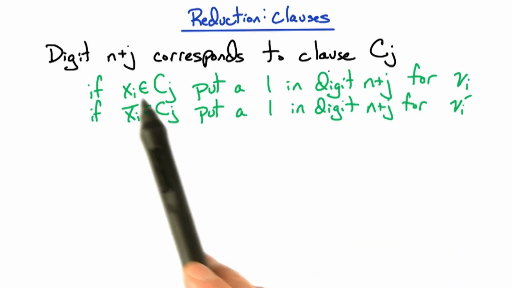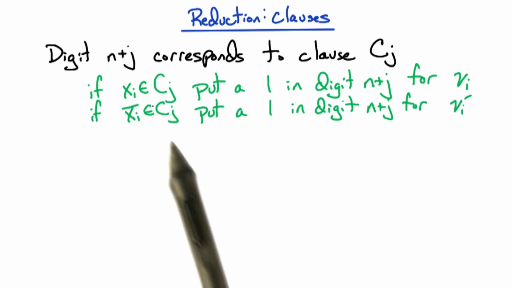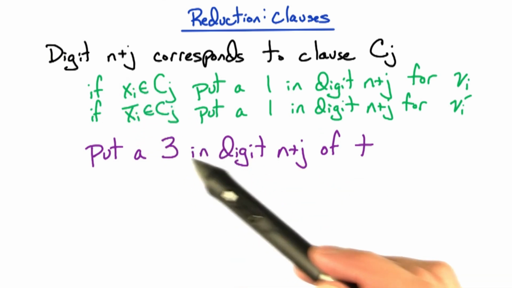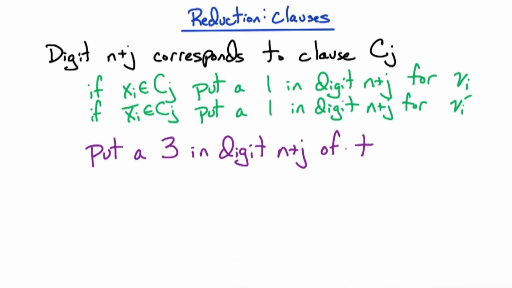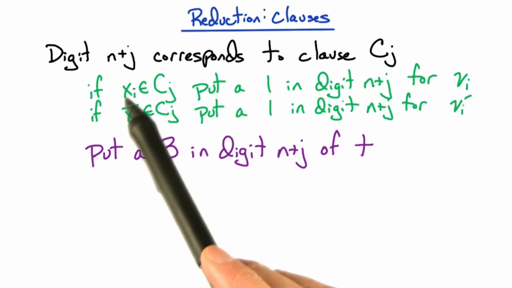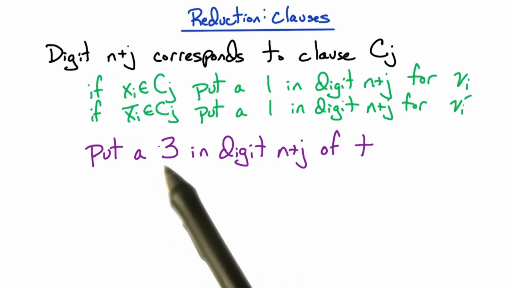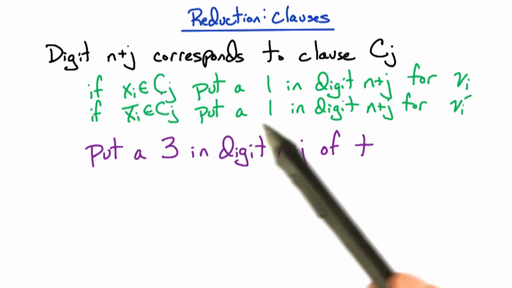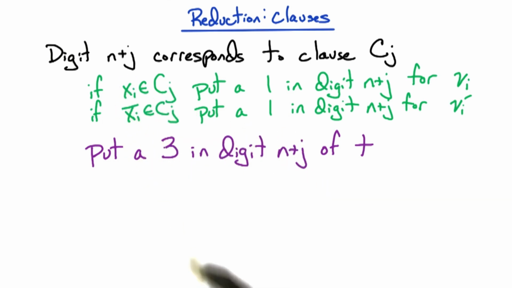For each clause, we encoded the literals which appear in that clause, using vi and vi prime. To ensure that at least one of these literals is satisfied, we put a 3 in digit n plus j of t. Then if all of the literals in this clause are satisfied, we get the desired sum in this digit. What if only 1 or 2 of the literals in this clause are satisfied? How do we get the desired sum?